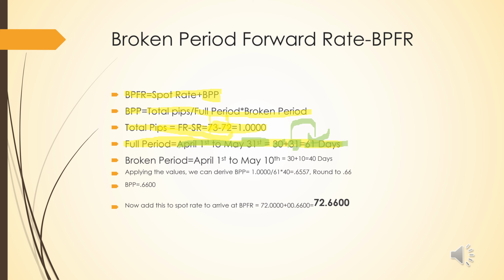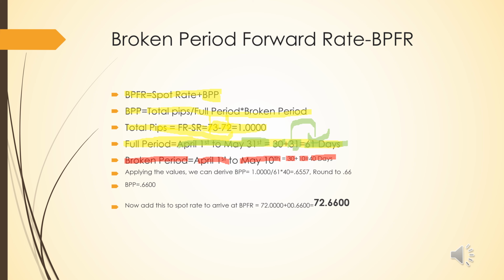And next is what is the broken period. Broken period means April 1st to when the customer settlement happens, that is on May 10th. So in April we have 30 days, and in May we have 10 days. So total of 30 plus 10, 40 days. That is the broken period.